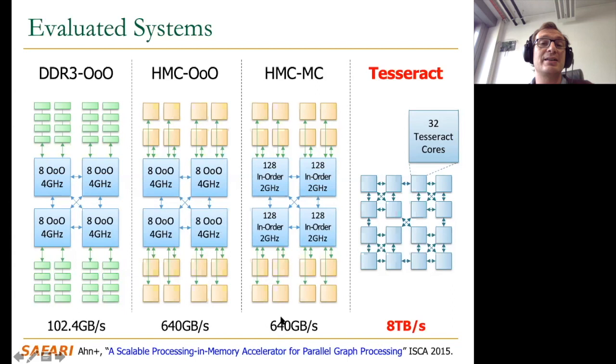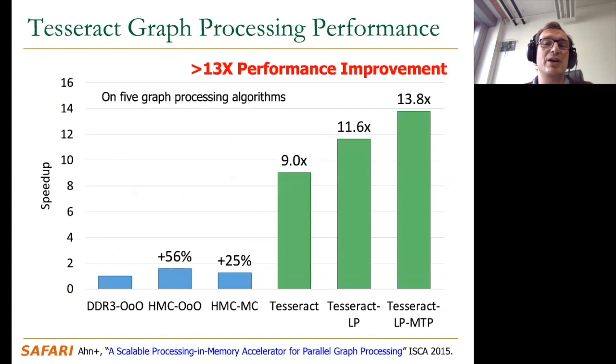Okay, so let's take a look at results. I'm going to give you average results. You can take a look at the paper for more details. We looked at 5 key graph processing algorithms that are commonly used. If you look at the highest benefit, we get about 13 to 14x performance improvement on average across the 5 algorithms, which is quite substantial. It's more than an order of magnitude. And this is end-to-end performance on the algorithms.